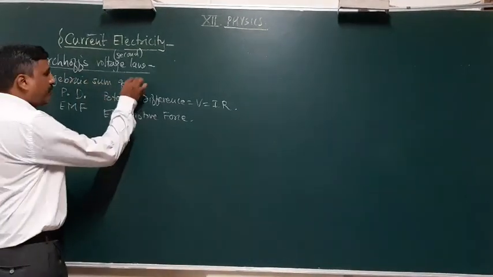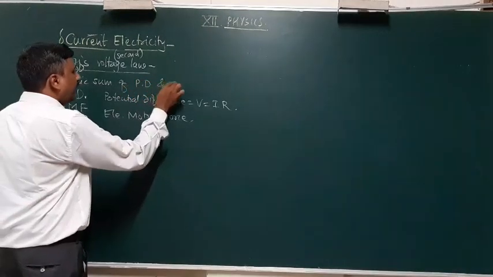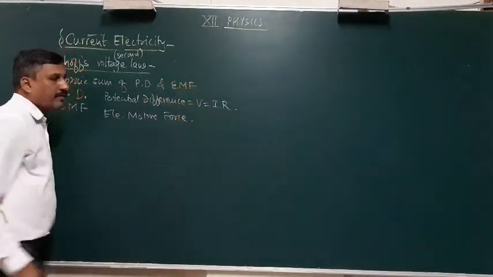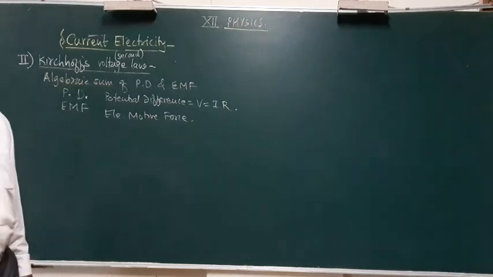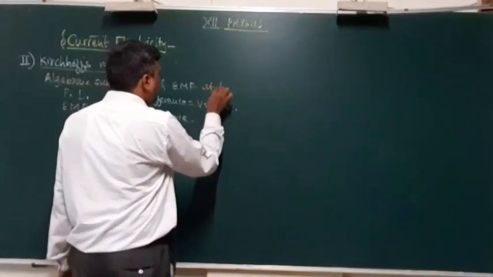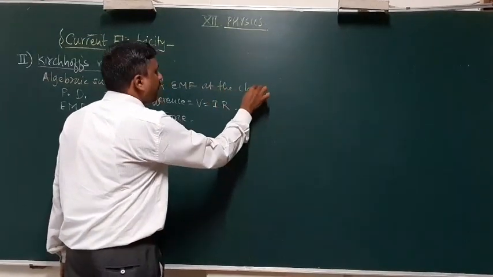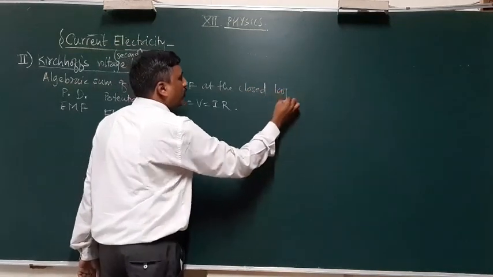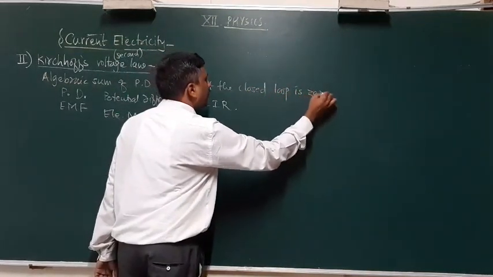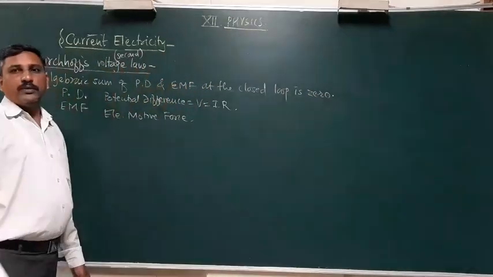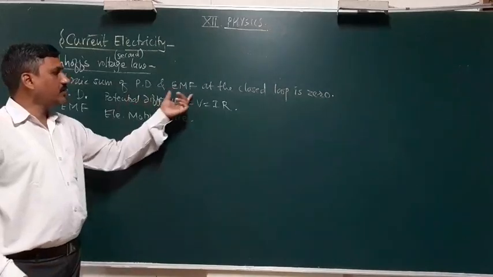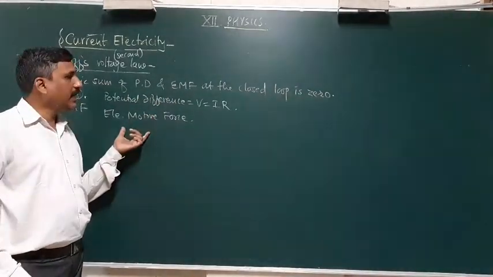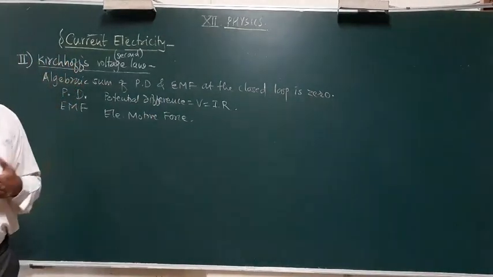Algebraic sum of potential difference and EMF at the closed loop is 0. Now we see. I just introduced the potential difference. The full form of EMF is known. Then what is the meaning of closed loop?